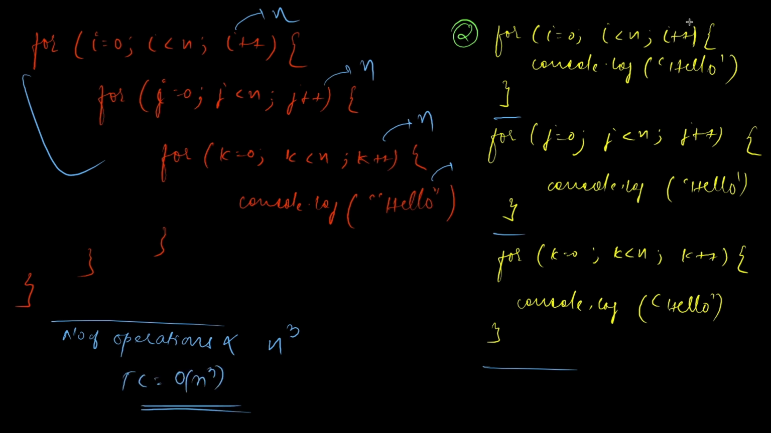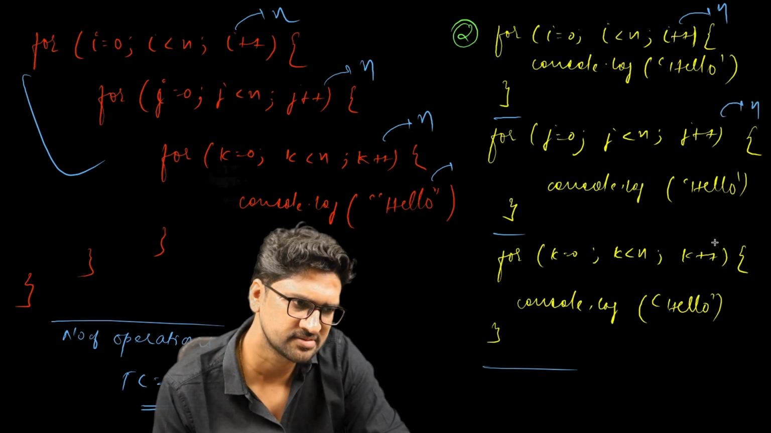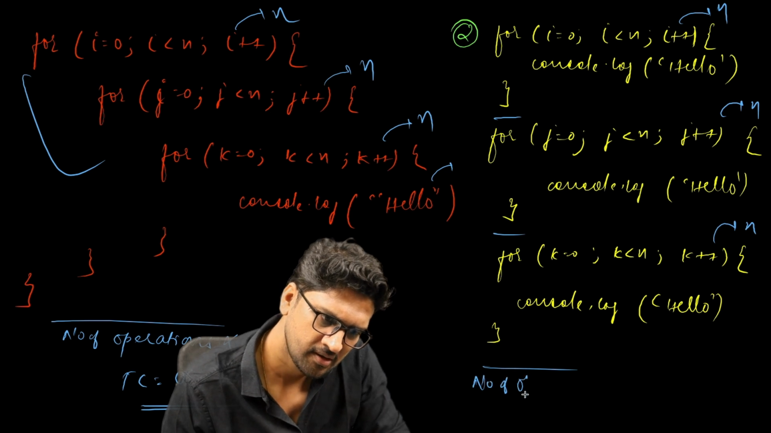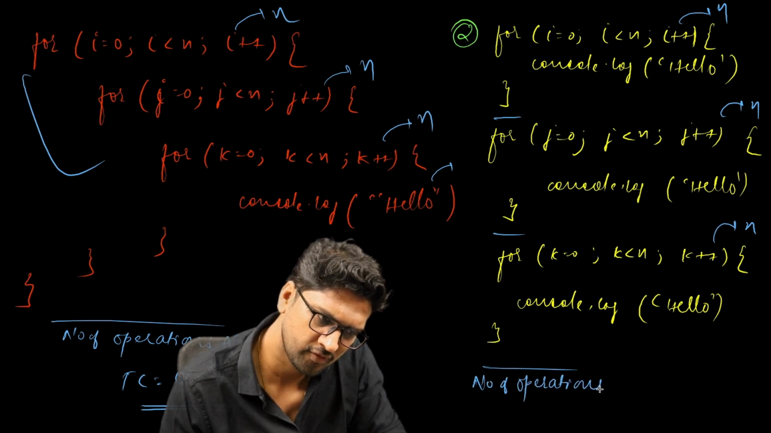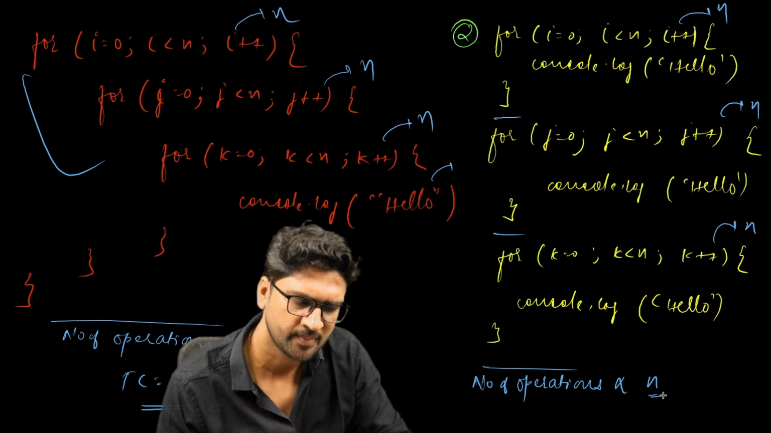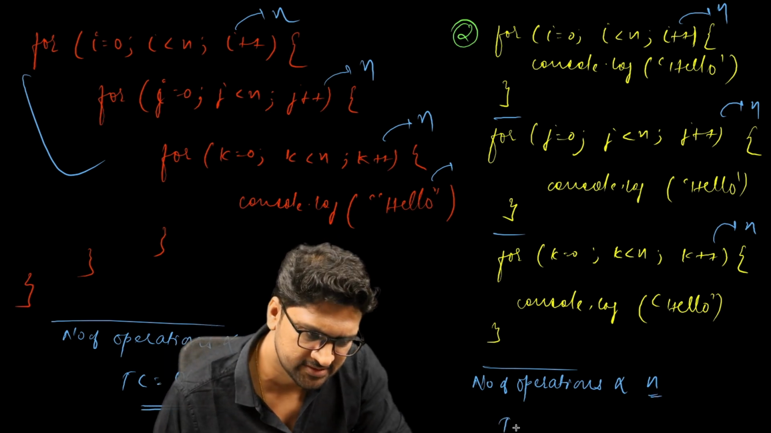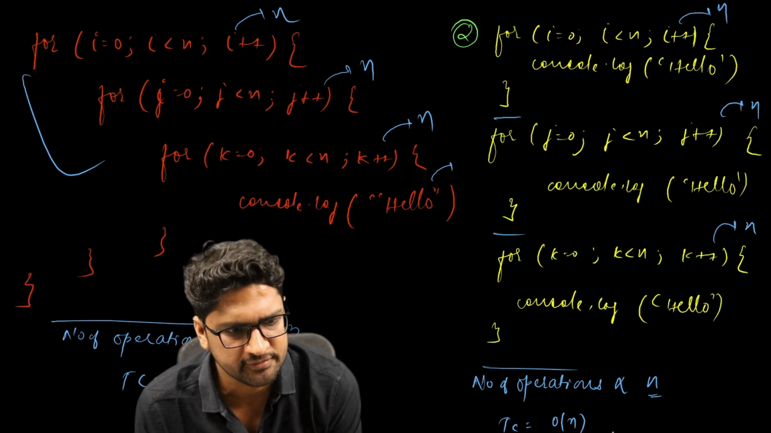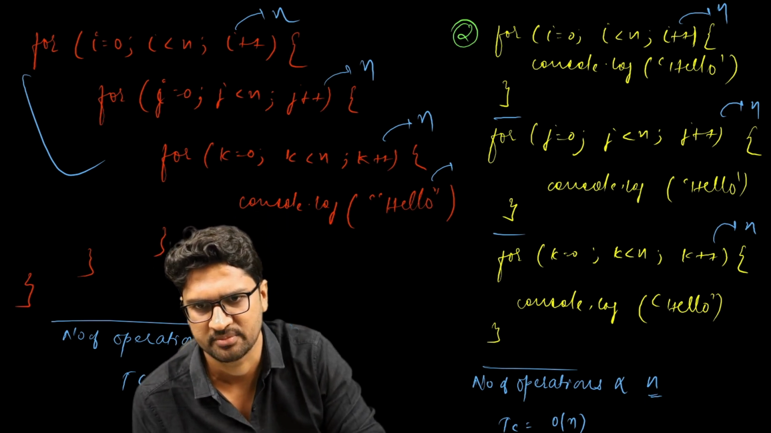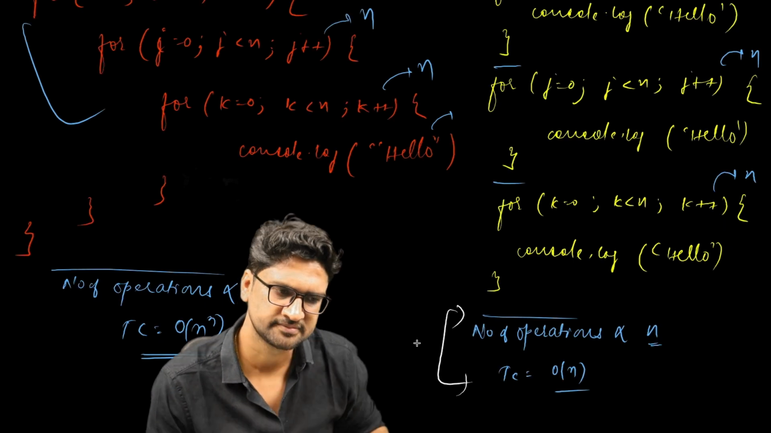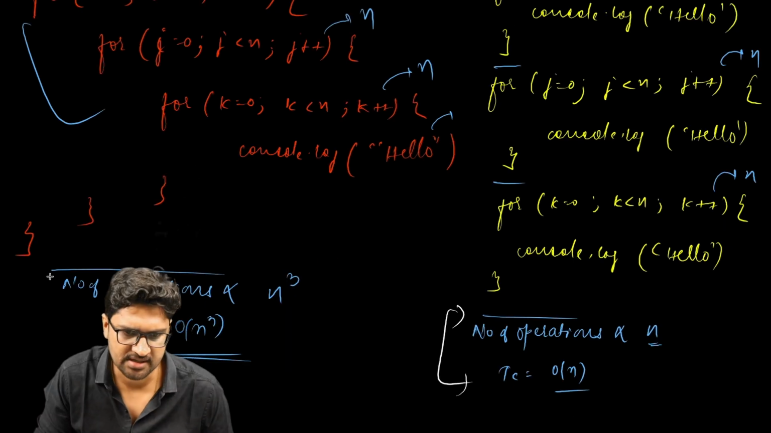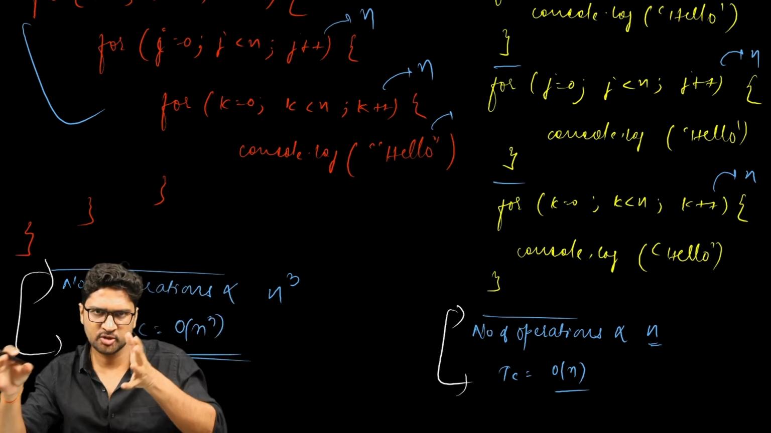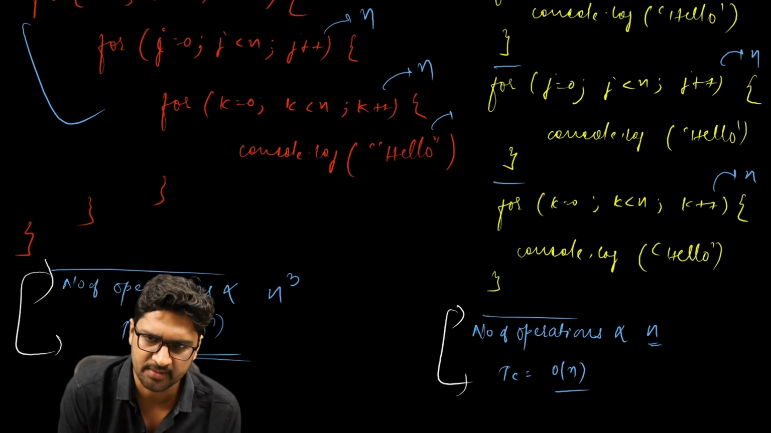Whereas here this runs for n times, this runs for n times, this runs for n times, but all of them are one after the other. So the number of operations is proportional to n itself. So the time complexity here will be of the order of n itself, right? So this is how. Another important concept when you're trying to find the time complexity, when it is a nested loop, when one after the other, this is the logic that you apply.